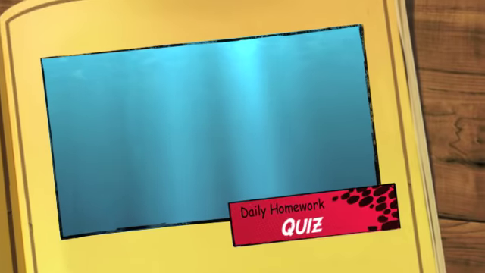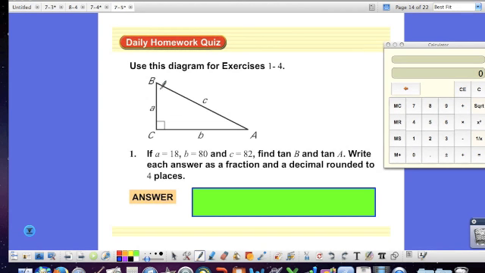Sound keeps going out. So we have a diagram here. So we have a diagram for exercise 1. Side opposite angle A is 18. Side opposite angle B is 80. Side opposite angle C, which is hypotenuse, is 82. They want me to find the tangent of angle A.